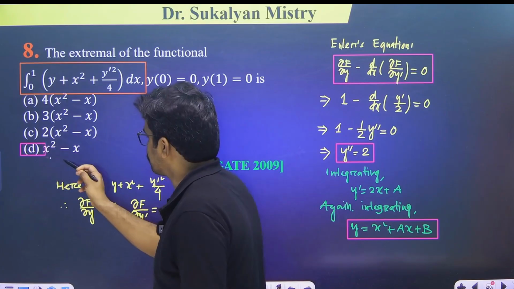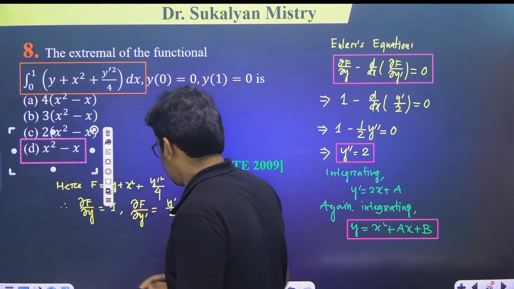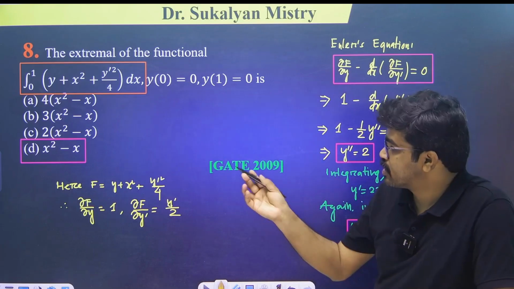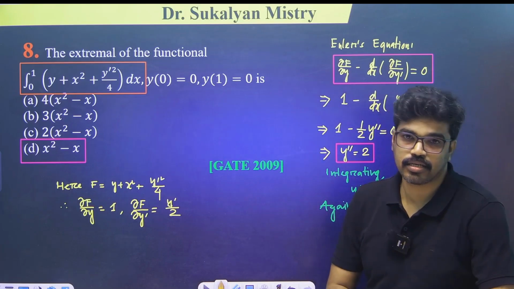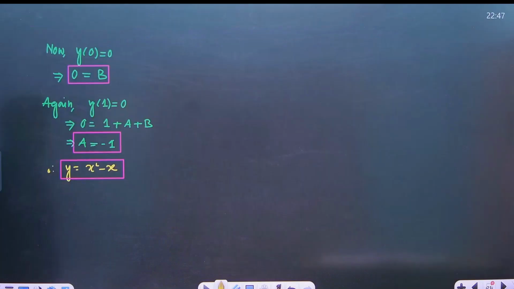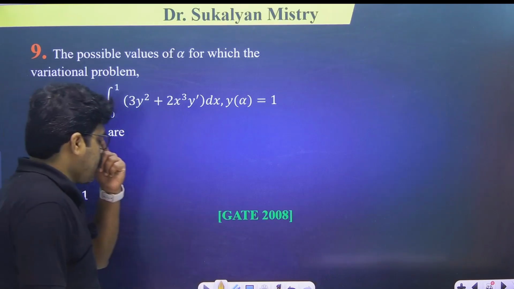Y is equal to x square minus x, right? So which option is correct? So option D is the correct answer. Clear? Okay. So next problem, just see this problem.